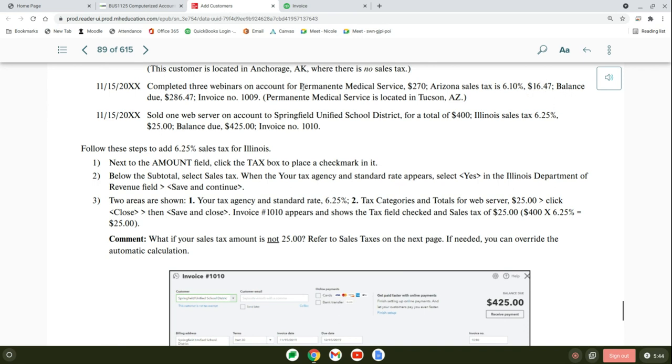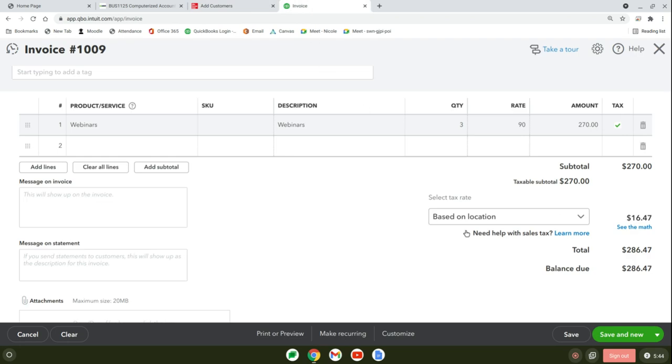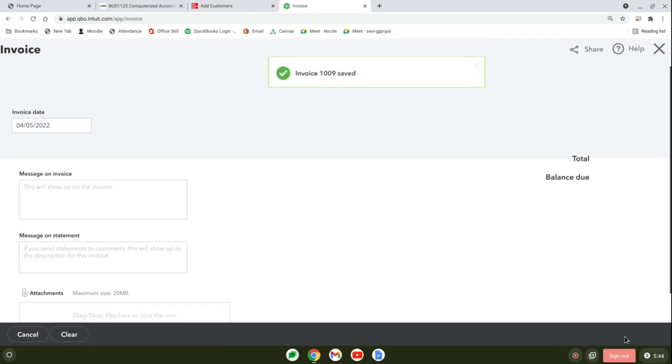So 3 webinars on account for Permanente Medical Services came out to $270, but then there was a sales tax applied of 6.10, and it's $16.47, and the balance should come out to $286.47. Let me just check and make sure it's $286.47. I'm going to do save and new. And the last one is going to be Springfield Unified School Districts.